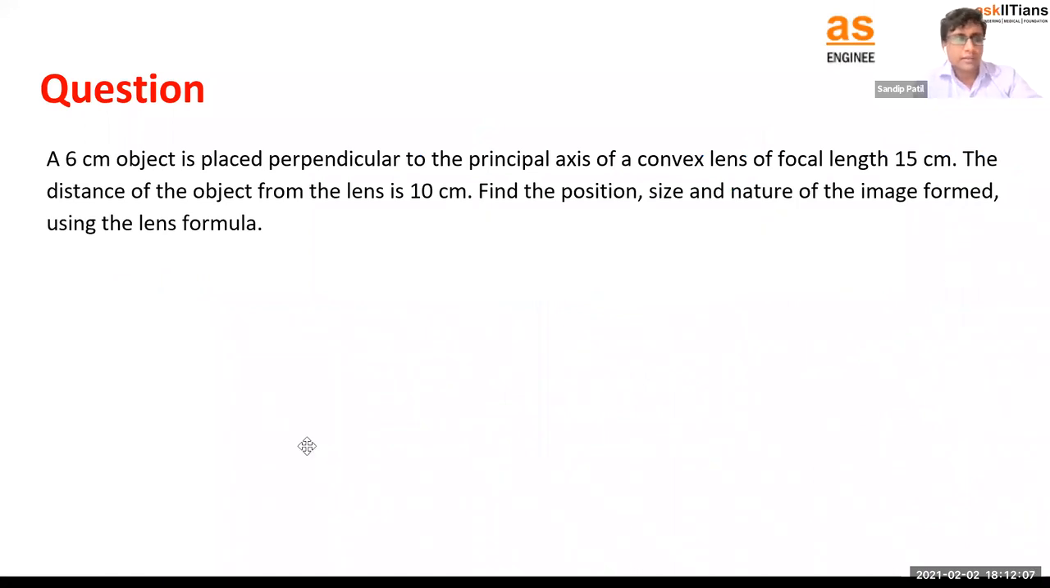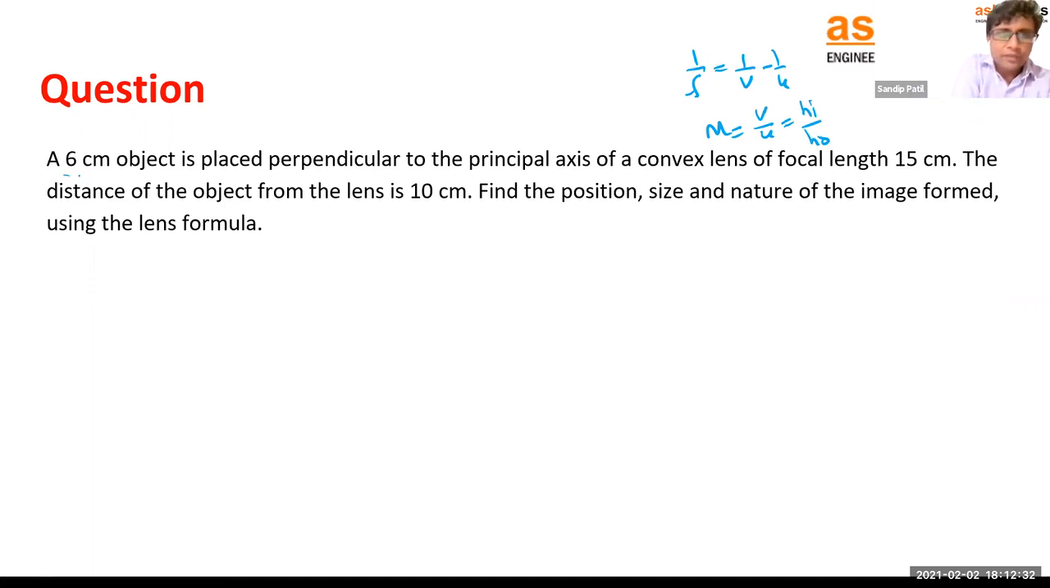Next, try to solve this question. A 6 centimeter object is placed perpendicular to the principal axis of a convex lens. Now we know the formulas for convex lens. First is 1 upon f is equal to 1 upon v minus 1 upon u, and magnification is v by u or hi by ho, height of image upon height of object. So first of all, they have given us: a 6 centimeter object is placed perpendicular to the principal axis of a convex lens.